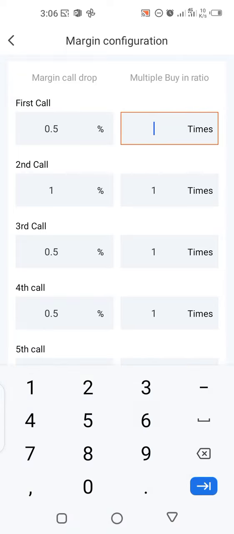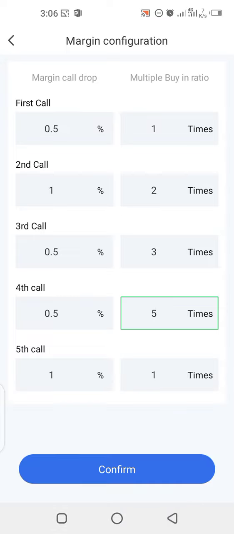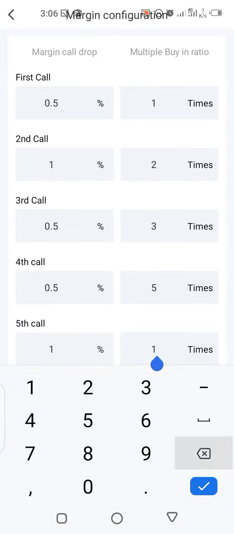You just need to make sure your capital is there, because this is your first buying amount times the multiple buying ratio. So you must make sure that this money is there, right? So we can use 1, 2. 1 plus 2 is 3, right? This is 3. 3 plus 2 is 5. 3 plus 5 is 8.